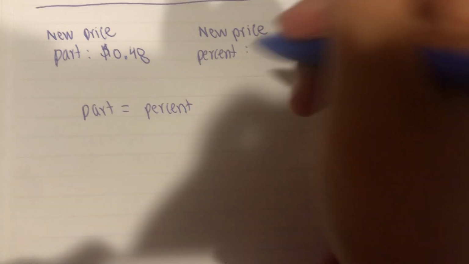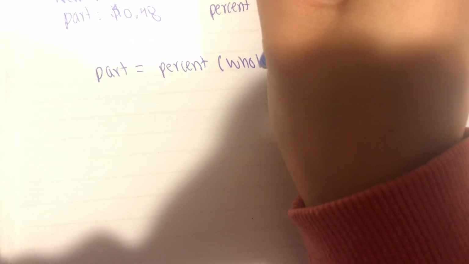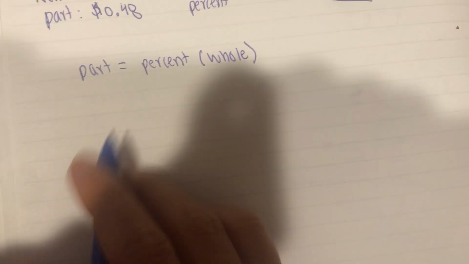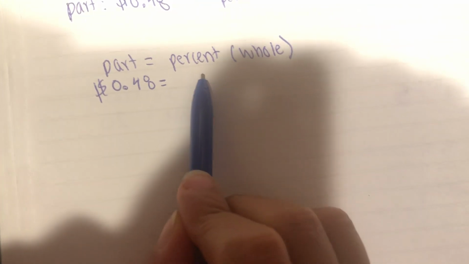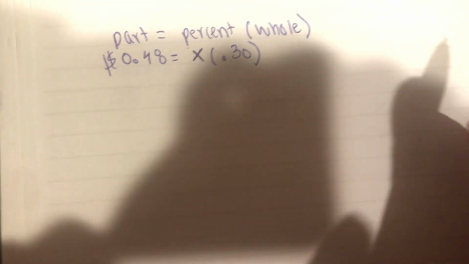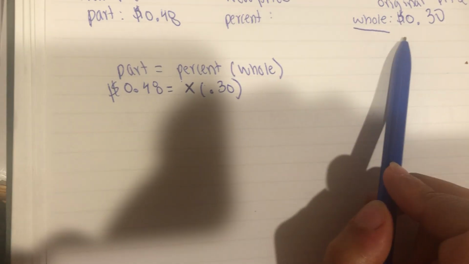So we're now going to set this up, and we have the part equals the percent times the whole. Okay, so my part is 48 cents. Equals, we don't have the percent this time, so I'm going to put an x on the percent because I don't have it, multiplied by the whole, which is 0.30, right? 30 cents.